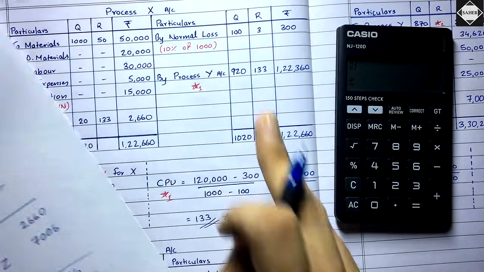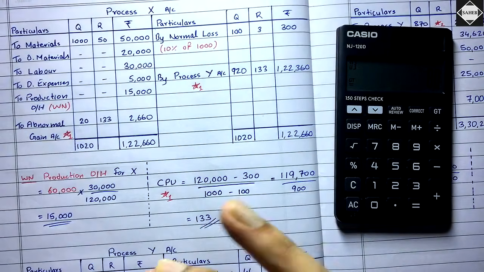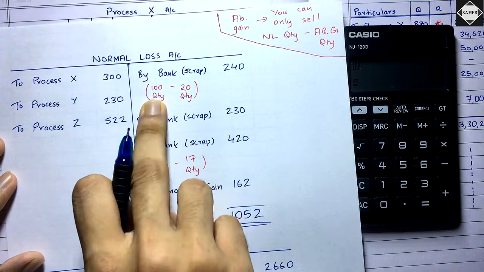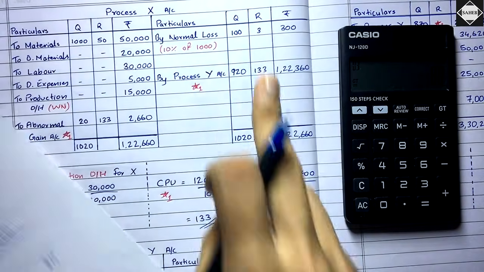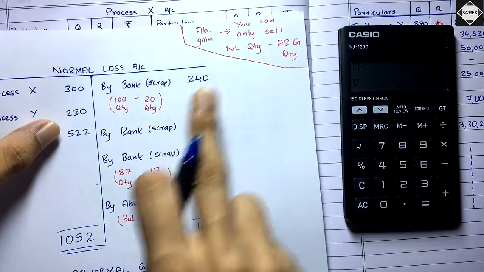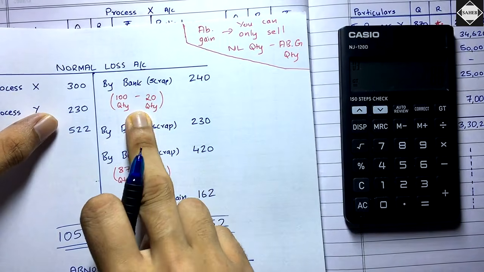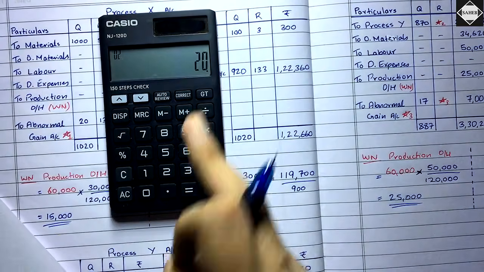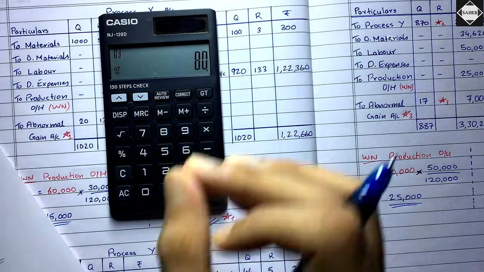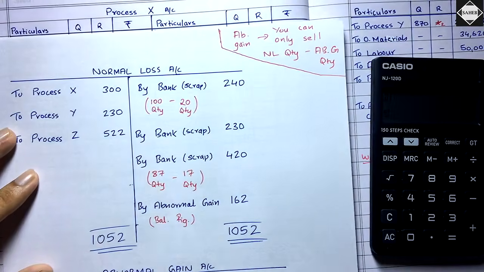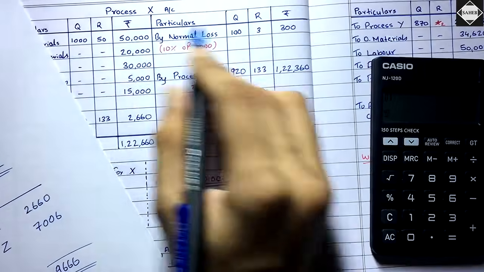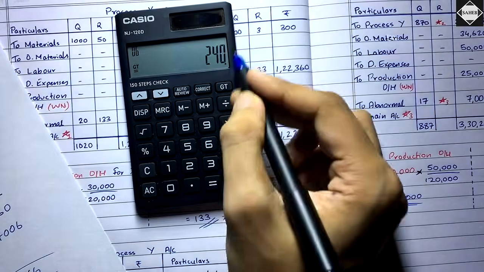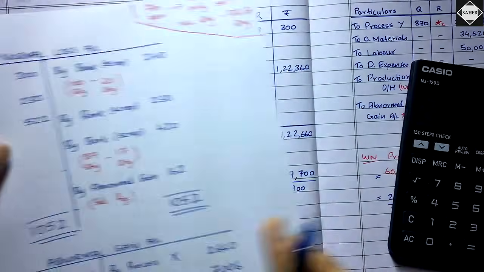This is on an estimated basis. So whenever there is abnormal gain, in the normal loss account, while taking the by bank scrap value, you take normal loss quantity minus abnormal gain quantity: 100 minus 20, so only 80. That is your actual loss, and only this you can sell as scrap. The scrap rate in process X is rupees 3, so 80 into 3 is equal to 240. So you can only fetch 240 over here. Did you understand this? Let's go forward.